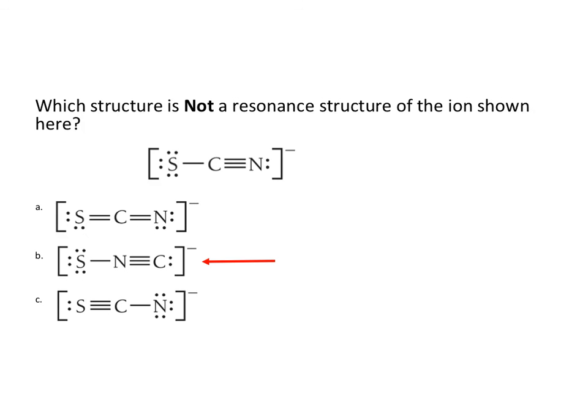So the correct answer is B, cannot be a resonance structure. Notice what's different. I actually changed the order of the atoms. So in resonance structure, you're not changing any atom connectivity, you're just moving pi electrons and non-bonding electrons.